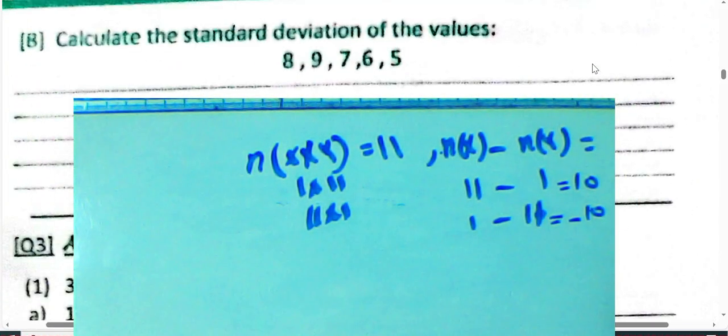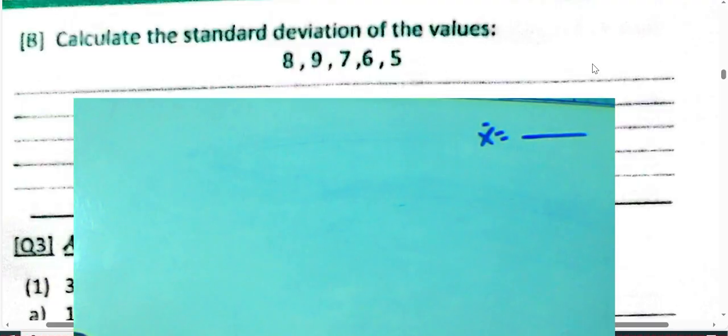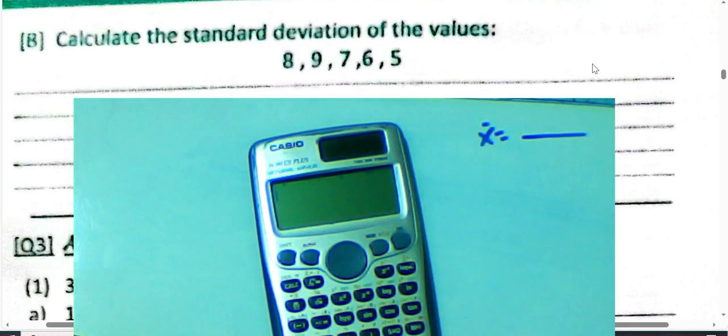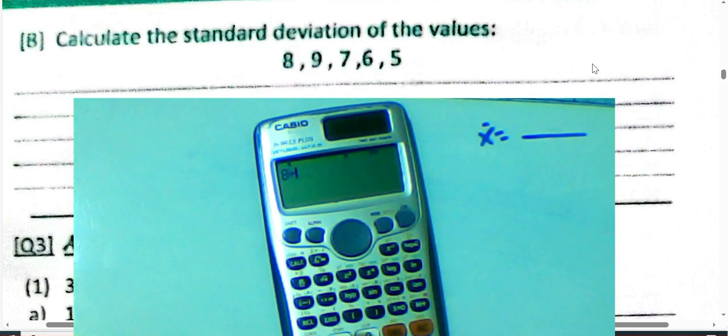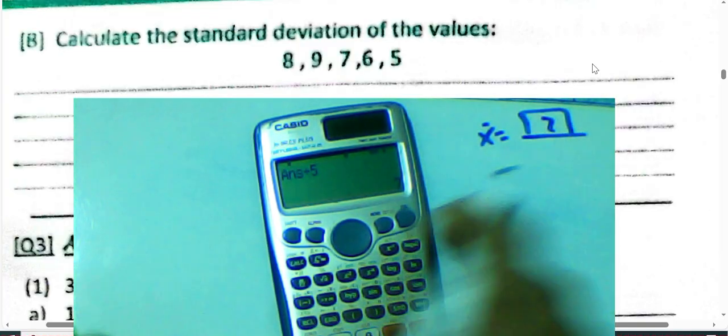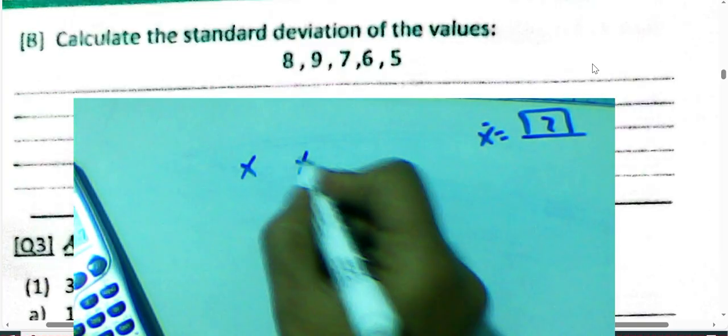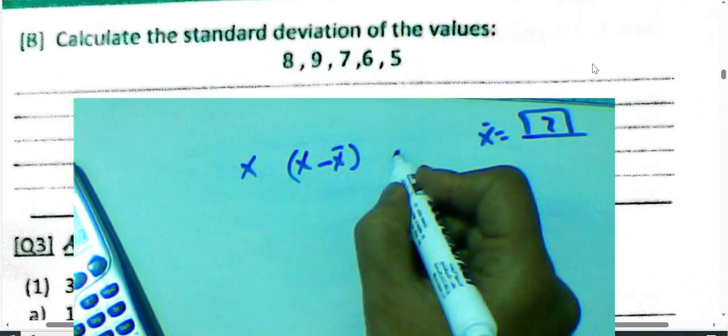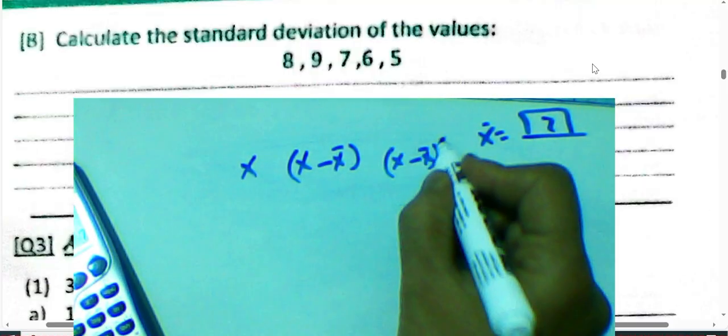With standard deviation of the values, we can find first x bar, the sum of all values, 8 plus 9 plus 7 plus 6 plus 5 divided by 5. The x bar will be 7. And then we can draw x, x subtract x bar, and x subtract x bar all power 2.